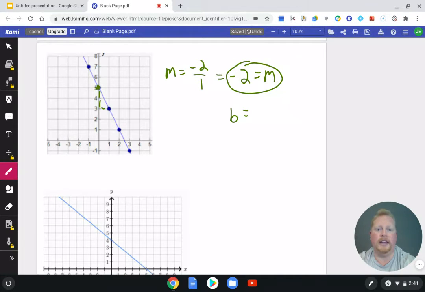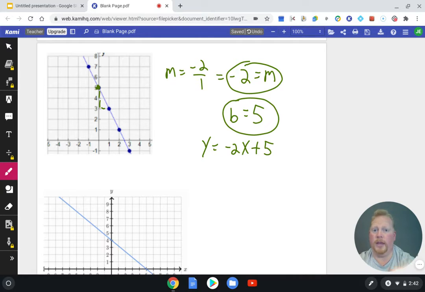Well, it does that at 5. So now that I know my slope, I know my y-intercept, I can go ahead and write the equation. Y equals negative 2x plus 5. Not too bad.